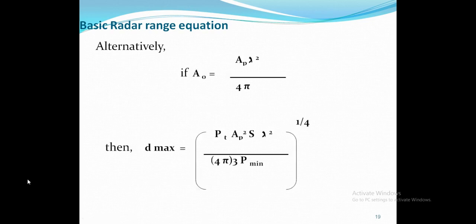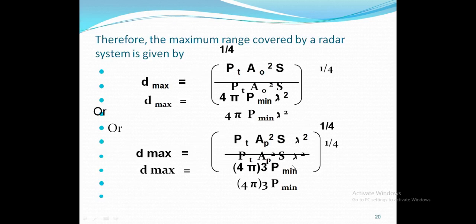If A naught is equal to AD lambda square by 4 pi, then Dmax is equal to PT AD square S lambda square by 4 pi cubed P minimum, to the power of 1 by 4. Therefore the maximum range covered by a radar system is given by this expression to the power of 1 by 4.